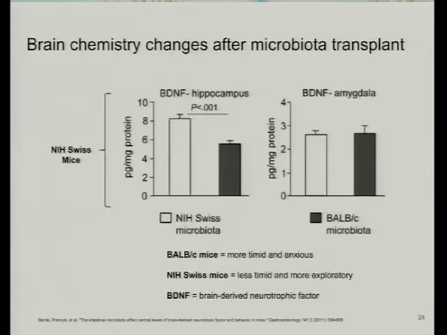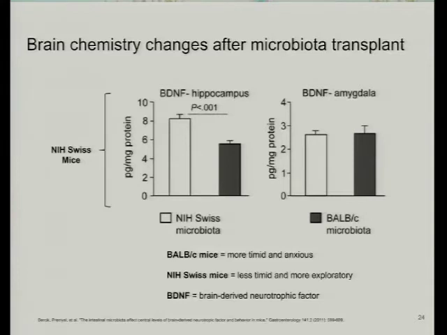So additionally, not only in behavior, this group wanted to look at brain chemistry differences. And so focusing specifically on the NIH Swiss mice, after they transplanted the microbiota of the other strain, they waited 3 weeks, and then they measured the BDNF levels in the hippocampus and the amygdala. And BDNF is an acronym for brain-derived neurotrophic factor, and is known to be a neuroprotective and neurogenesis factor in the brain.